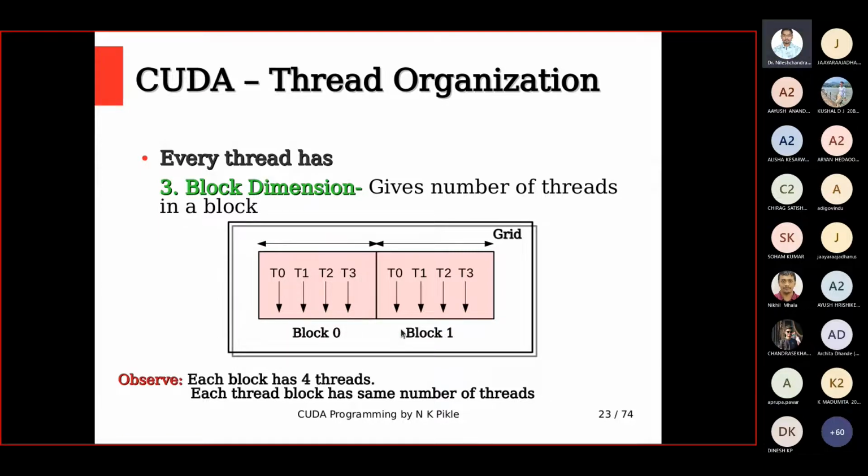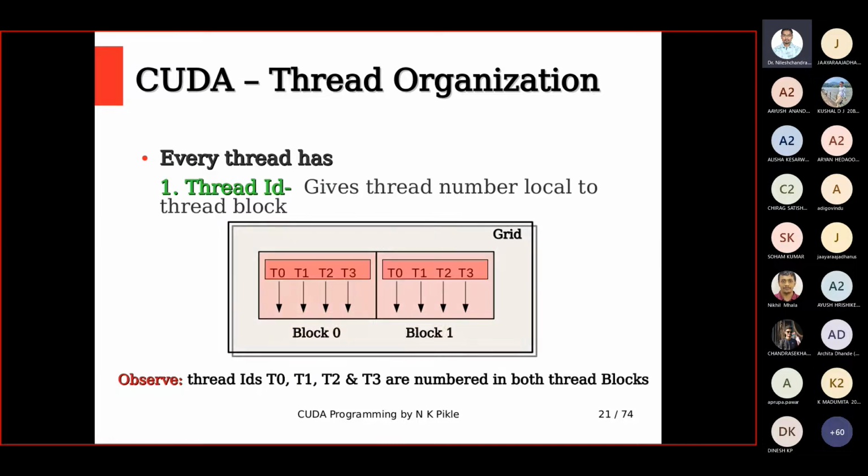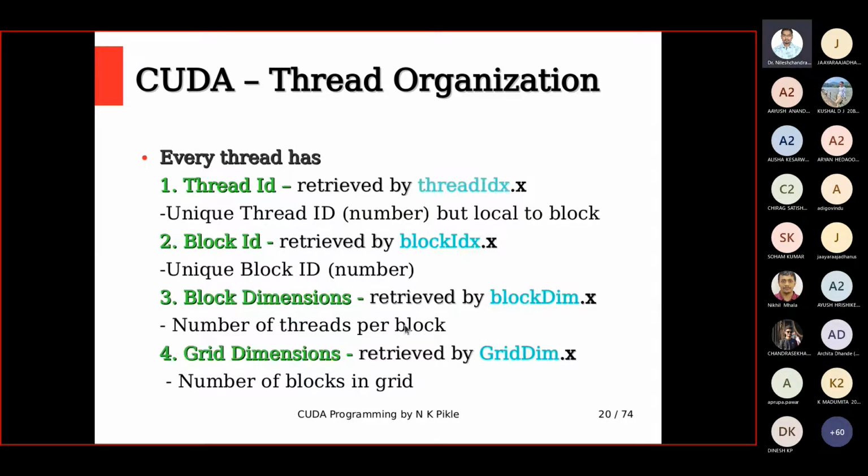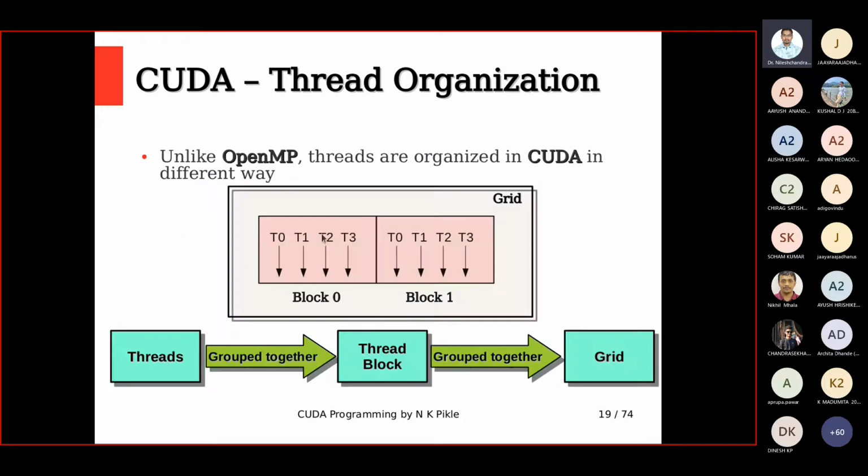Fine. So these are the 4 parameters, very important to complete your exercise problems in the certification, as well as to attempt the coding round. So again, take a few minutes, try to understand what is thread ID, what is block ID, local block ID, local thread ID, right? How they are organized. And if you have any questions, you can ask.